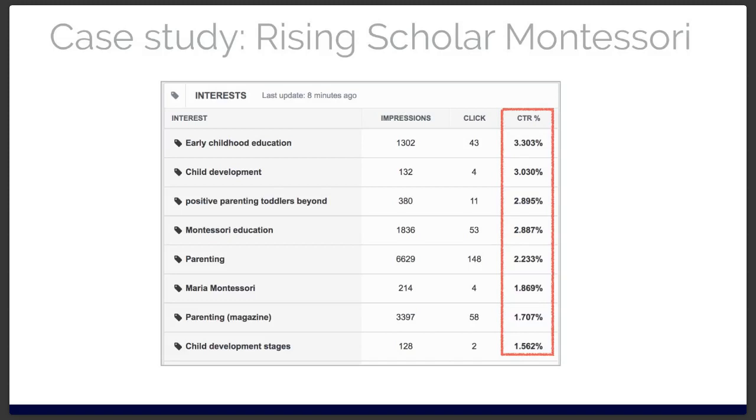Now, these are the interests we were targeting when we run the ads, when we're trying to connect with the right parents, at the right stage, that have the right interests. If you notice, Montessori education and Maria Montessori are in the mix, but they're not the highest. The one that's actually performing incredibly well is early childhood education.